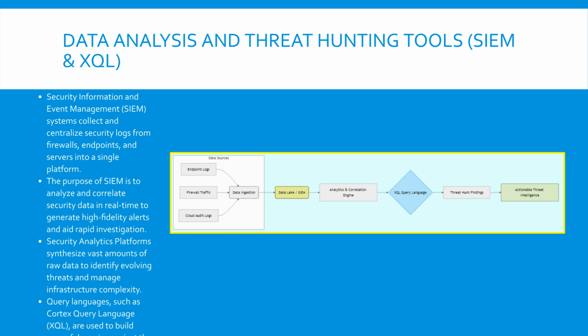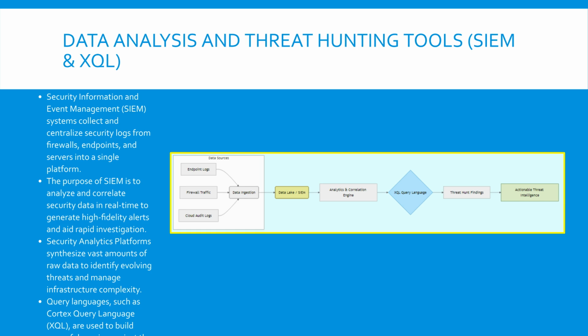To effectively hunt for threats within this ocean of data, security teams use specialized query languages. For example, Cortex Query Language, or XQL, allows analysts to quickly write powerful searches to query large datasets, filter irrelevant information, and find hidden attack patterns that traditional systems might miss. This combination of centralized data and rapid analysis is crucial for proactive defense.